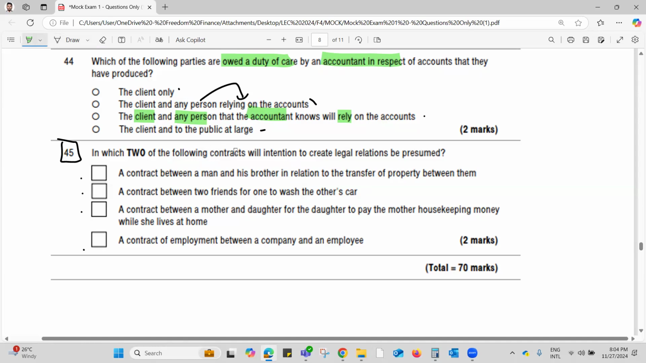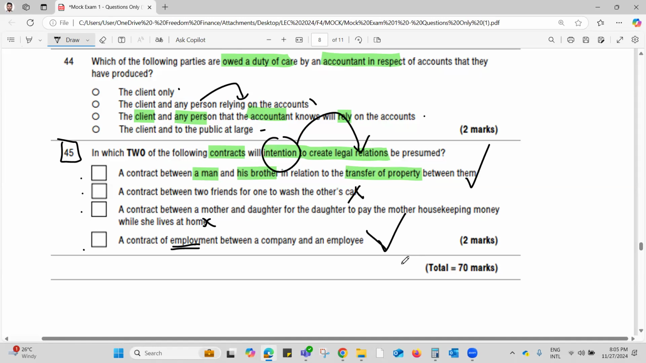Now they're asking which of the contracts will have the intention to create legal relations presumed. A contract between a man and his brother in relation to transfer of a property between them, yes, there is an intention to create some legal actions, isn't it? A contract between two friends for one to wash the other's car? No, there are no legal relations existing here. A contract between a mother and a daughter to pay the mother's housekeeping? No. Family matters do not have the intention to create a legal fact. A contract of employment, yes, of course, it has the intention to create legal terms.